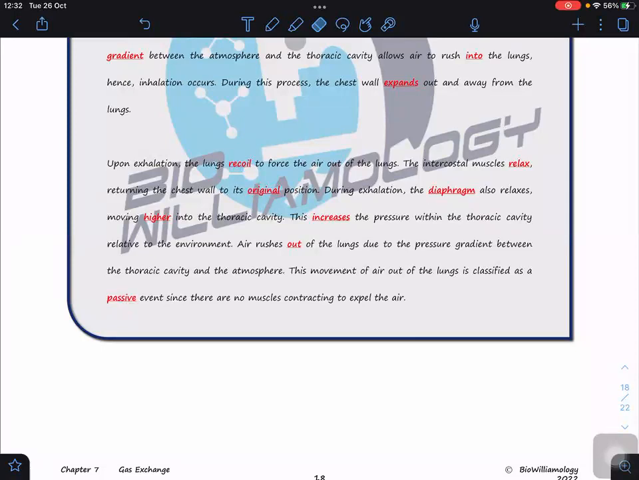So the process is passive because of the relaxation of the muscle, and no muscle actually contracts to expel the air. So what do we base on? We base on the pressure difference and also the recoil of the elastic fiber. Okay.